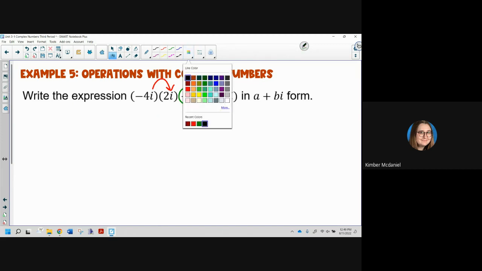Now, I want you to pay close attention here. -4 times 2 is -8. What is i times i? i squared. Please do not forget that. That's another common mistake that I see kids make. Distribute the -3. -3 times 5 is -15. -3 times -2i is +6i, because again, -3 times -2 is +6. Since this is the only one with i, you just bring it down.